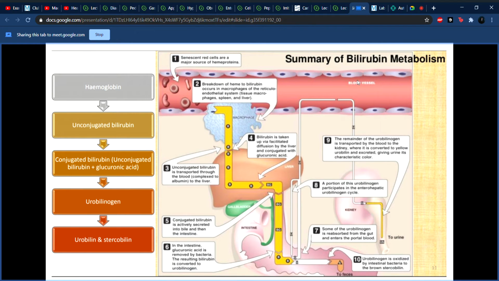So before we move on to the pathology, we must know the physiology first. So we must know the bilirubin metabolism. I take this from the lecture note. Just a minute there, guys. I believe we have a bit of a technical issue.